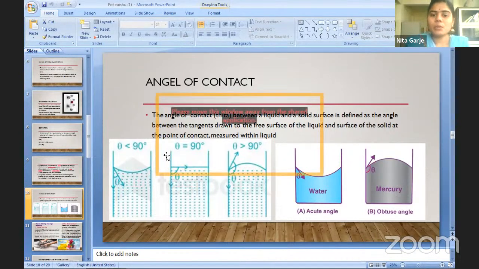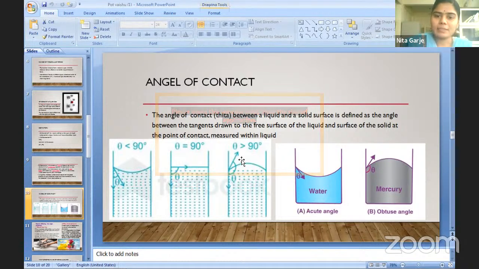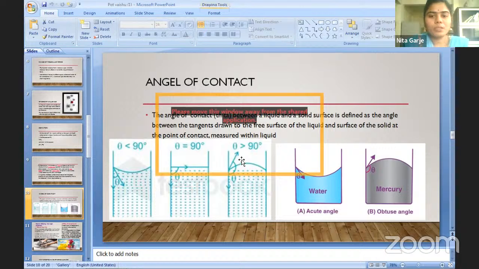And when the neutral water which has no impurity, then we have seen the flat surface in a glass tube or glass container. And next one is the mercury. The mercury has the convex nature because of the angle of contact. What is meant by angle of contact? Angle of contact is defined as the angle between the tangent to the free surface of the liquid and the surface of the solid at the point of contact, measured within the liquid.